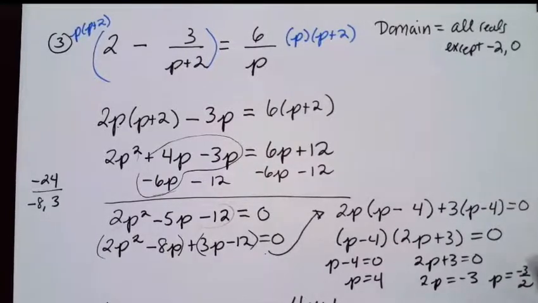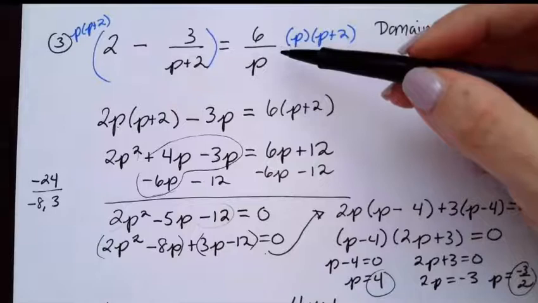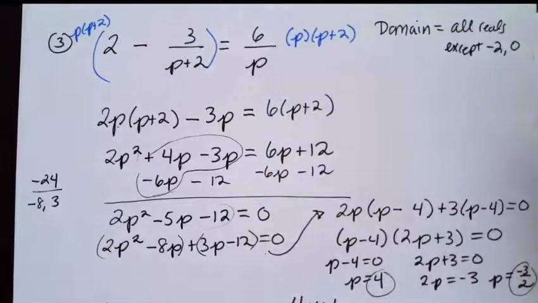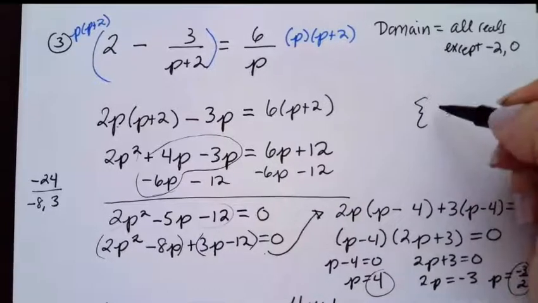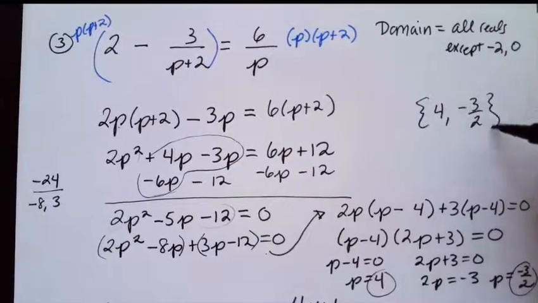So we have two solutions, 4 and negative 3 halves. We should check those solutions with our domain. They agree with our domain. We said we can't get negative 2 or 0, and we didn't. So then it's up to you to go back and check to make sure that these values make sense for the original equation. So you can plug it in and simplify each side and just make sure that they both work. So in this case, our solution set would be 4 and negative 3 halves.